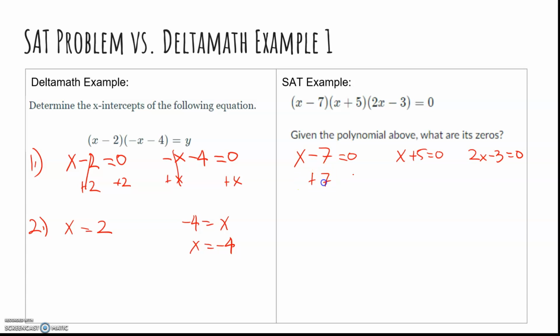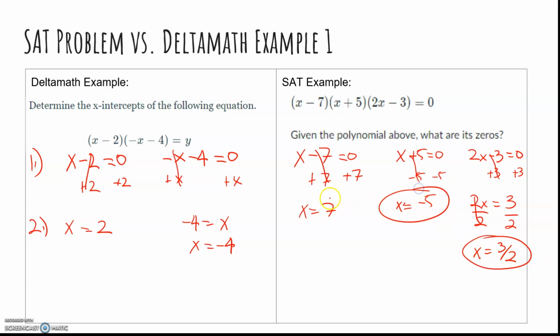So I'm going to add 7 to both sides on the first one, and that's going to cancel out. That gives me x is equal to 7. I'm going to subtract 5 from both sides on the second equation, and that's going to give me x is equal to negative 5. And then I'm going to add 3 to both sides on my third equation. It gives me 2x is equal to 3. I need x all the way by itself, so I have to divide by 2 here. That 2 is going to cancel out, and that's going to give me x is equal to 3 halves. So these 3 answers are all solutions. They're all roots or zeros or x-intercepts. They're all correct.